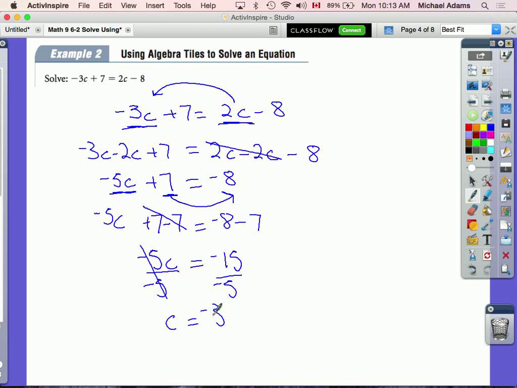And there's our answer. Now, we can do a verify. Okay, so if we remember our answer, c is equal to negative 3. And we can verify it, and remember the left side should equal the right side.